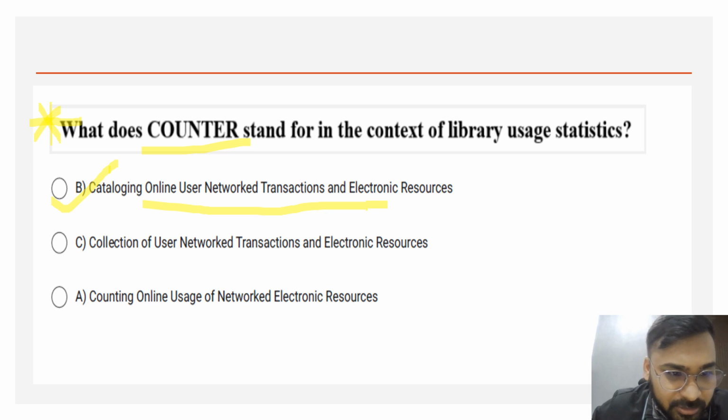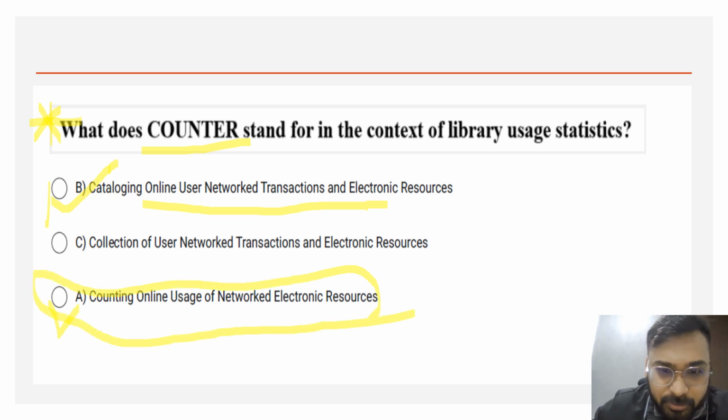I actually have doubt on this, or this could be. I think I have to cross check. Yeah, counting online users of network electronic resources could be. I'm having doubt on both. So this could be most probably, not this.